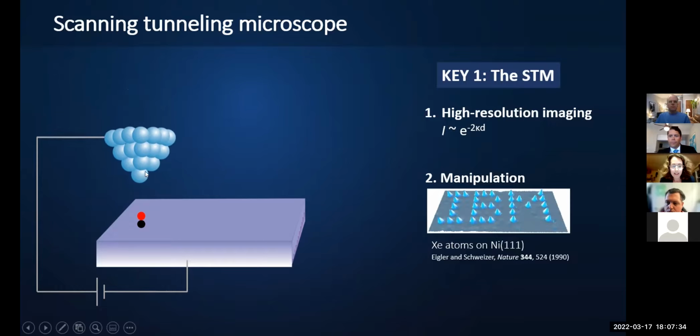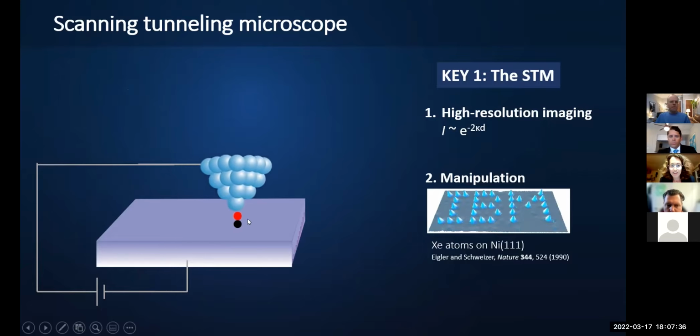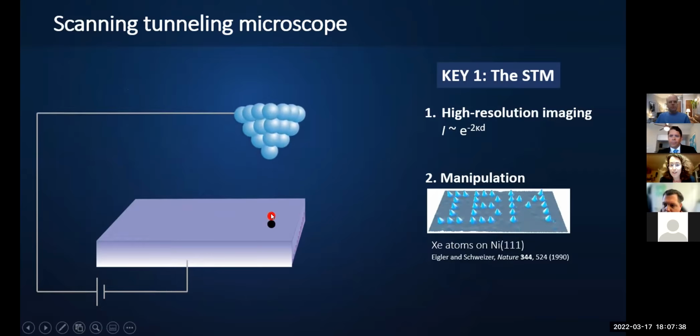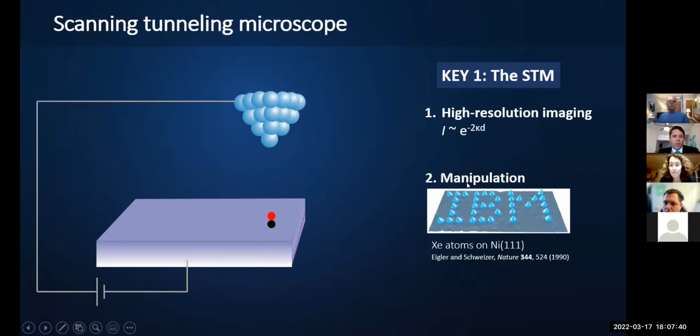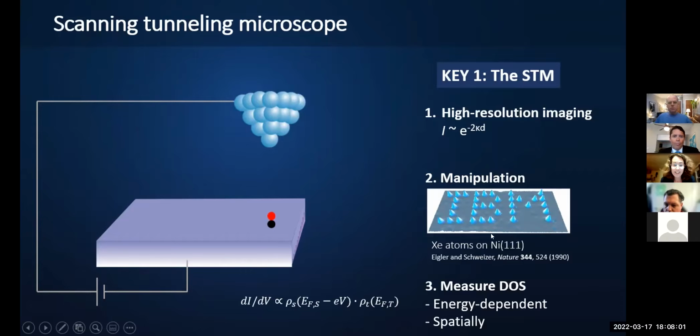Then if we bring that tip even closer, we can also move atoms around on the surface. Atom manipulation, shown first in an IBM lab with xenon atoms on a nickel 111 surface. And then you already see we are getting there where we can create certain shapes and materials atom by atom, and then we need to measure it.